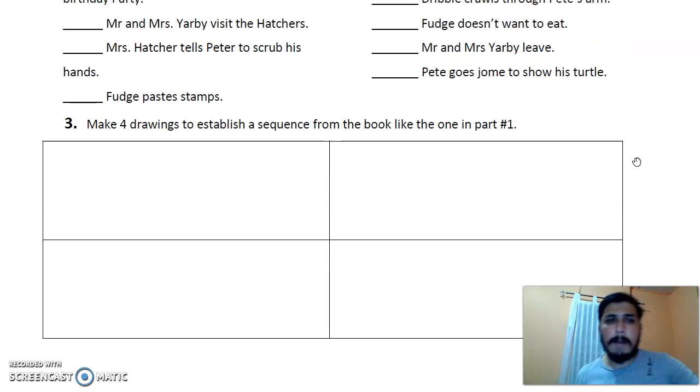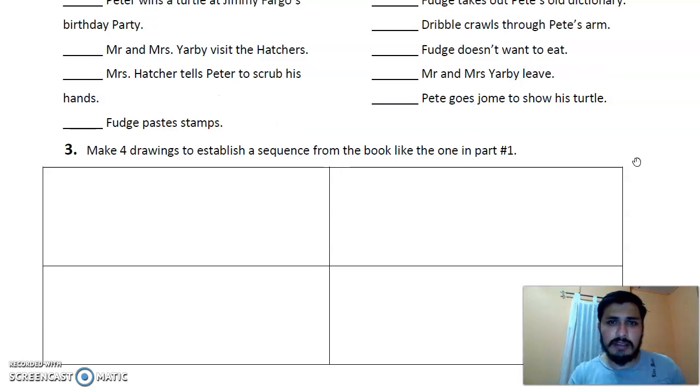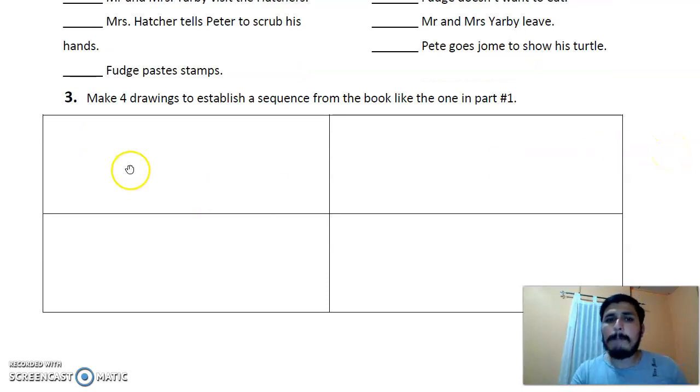In part 3, make 4 drawings to establish a sequence from the book, like the one in part 1. Okay, so grab 4 events that happen in the book and draw them and describe what happens in them. Alright? You can use some of these examples or other anecdotes from the book that you consider, but put them in order right here. And list them and also include drawings. Alright? So I hope that's clear for now.